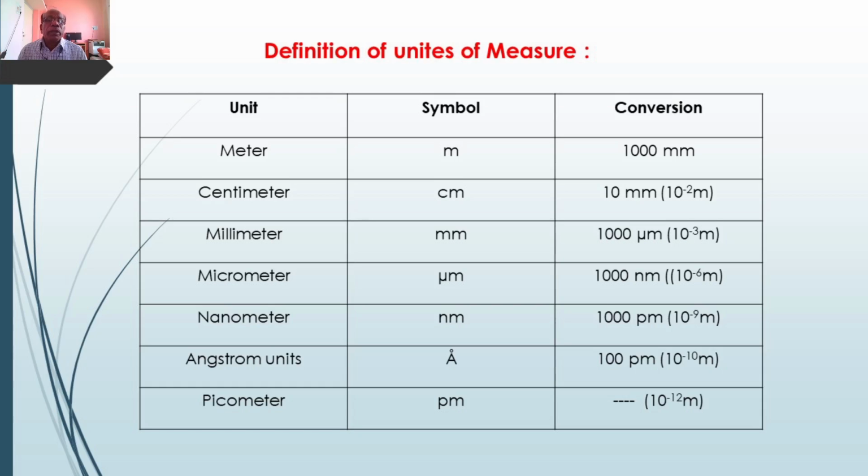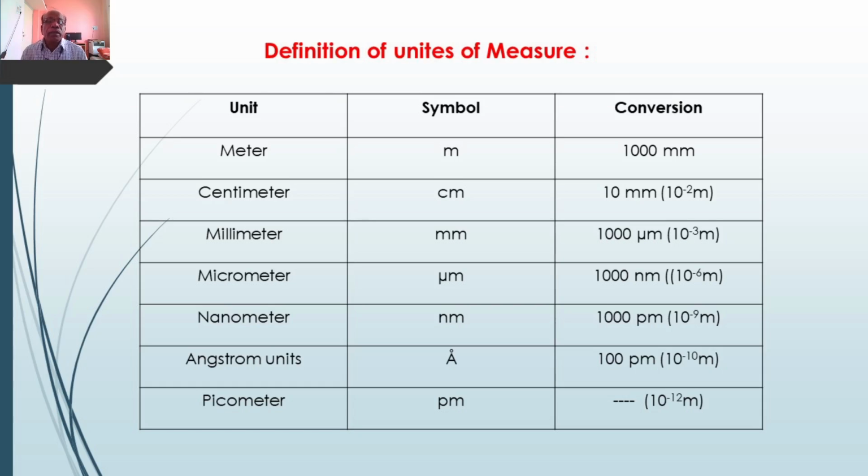Then 1 millimeter is equivalent to 1000 micrometer, or it can be denoted as 1 into 10 raised to minus 3 meter.